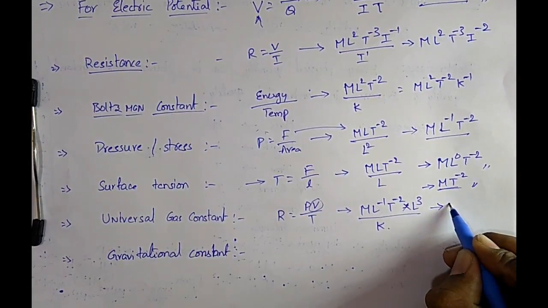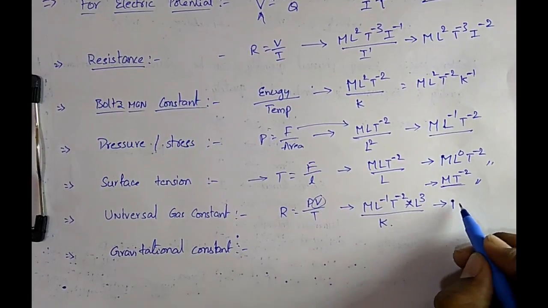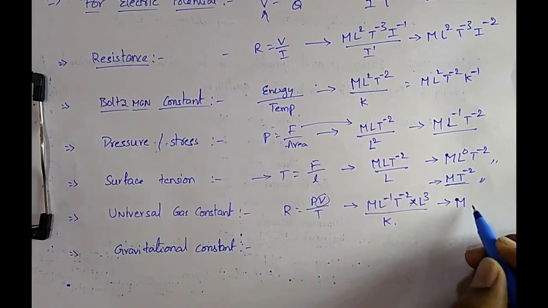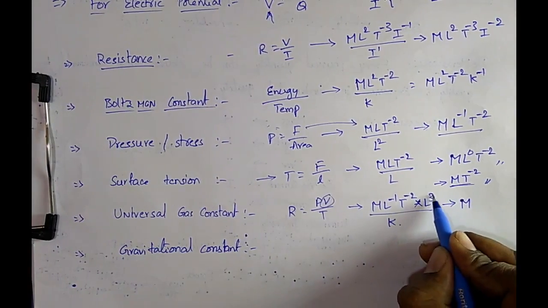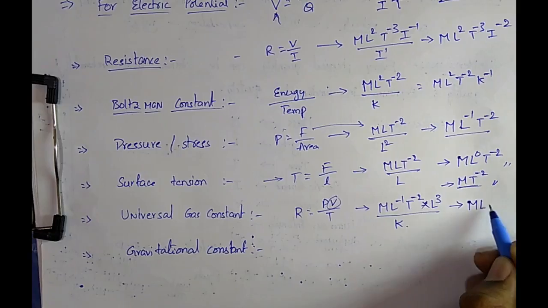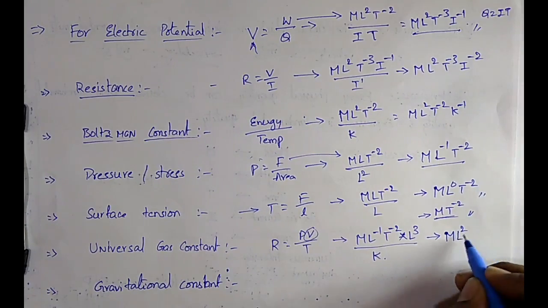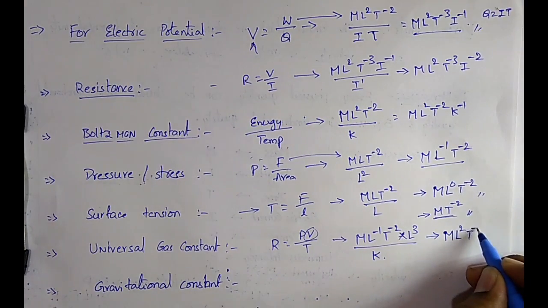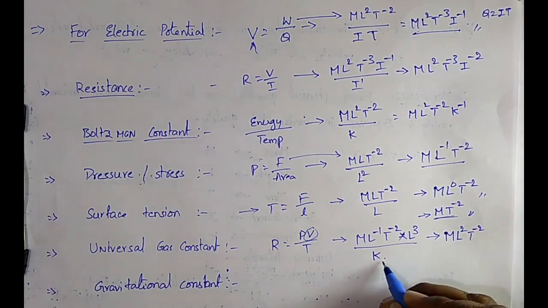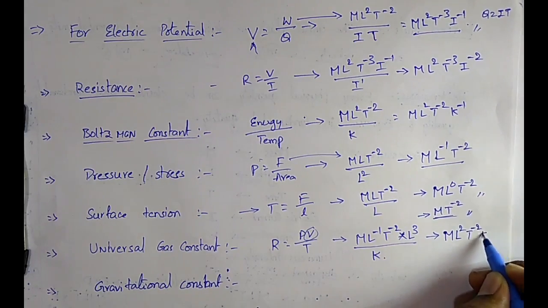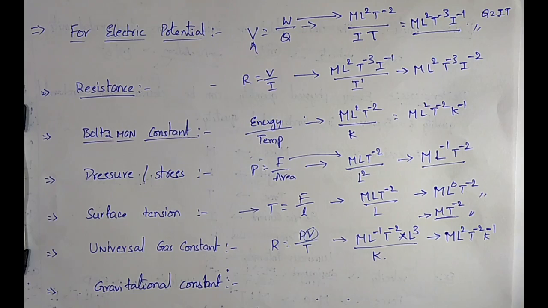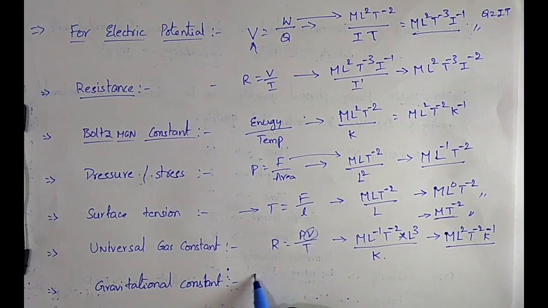So the final one for this universal gas constant is M, here L power 3, L power minus 1, that is L square. So L square and T power minus 2, and here K comes to the upper side, that is K power minus 1. This is the dimensional formula for universal gas constant, M L square T power minus 2 and K power minus 1. Next, coming to the gravitational constant, that is nothing but G.